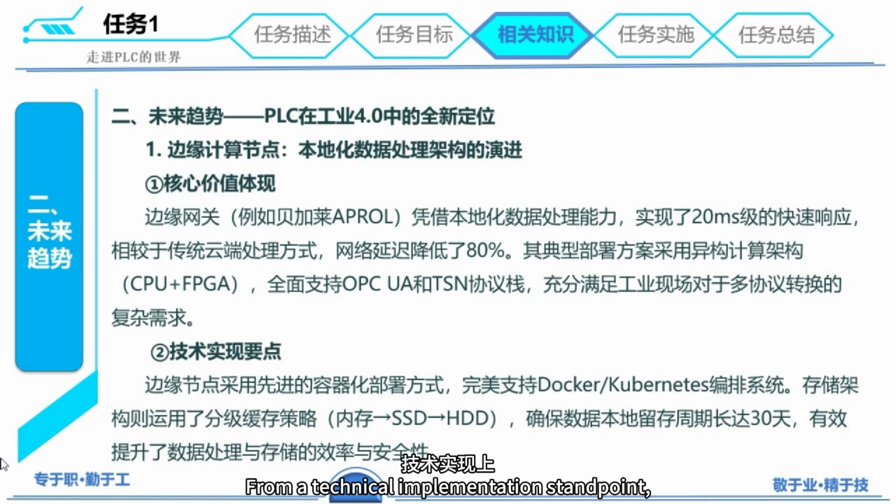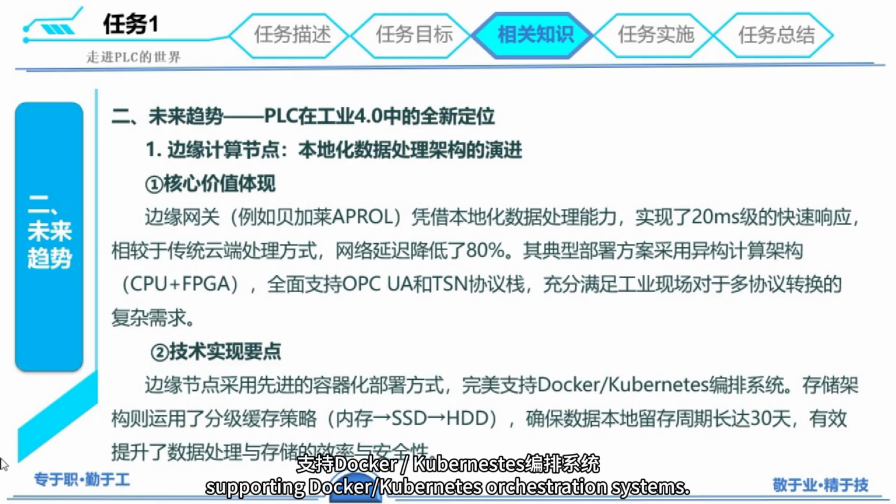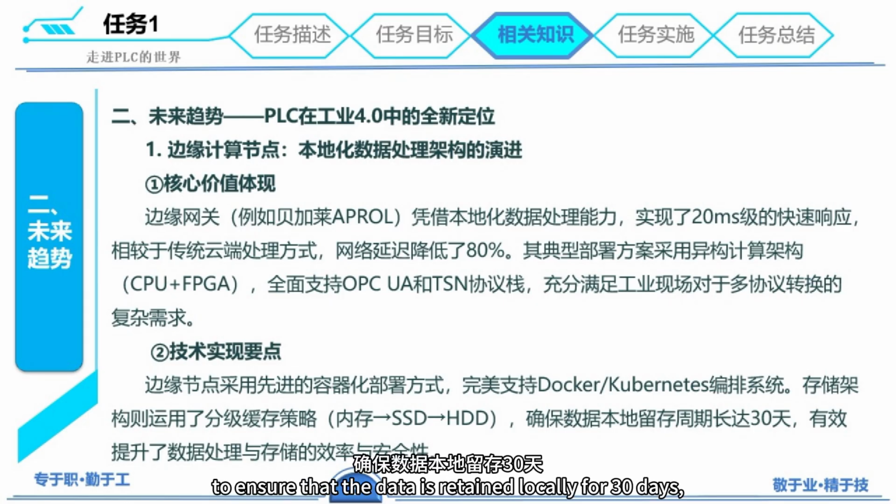From a technical implementation standpoint, edge nodes adopt advanced containerized deployment, supporting Docker or Kubernetes orchestration systems, enabling engineers to rapidly deploy and update control programs. The storage architecture adopts a hierarchical caching strategy to ensure that the data is retained locally for 30 days, satisfying real-time processing requirements and providing support for later data analysis.